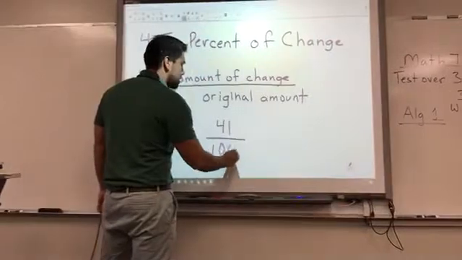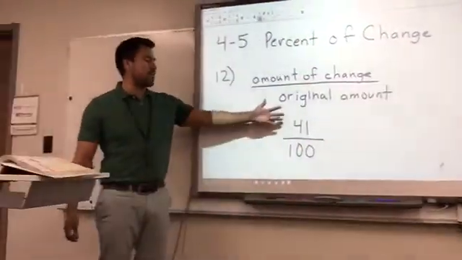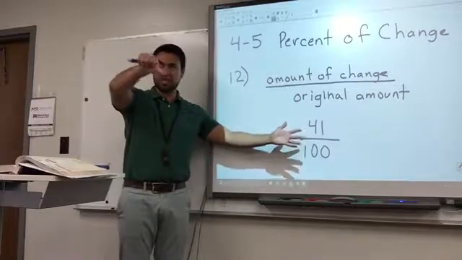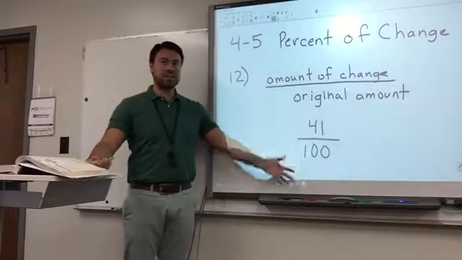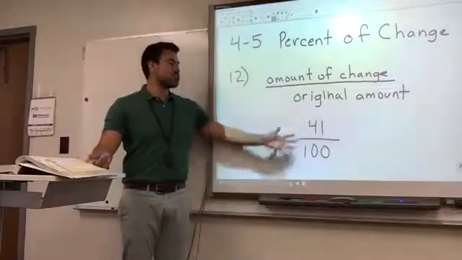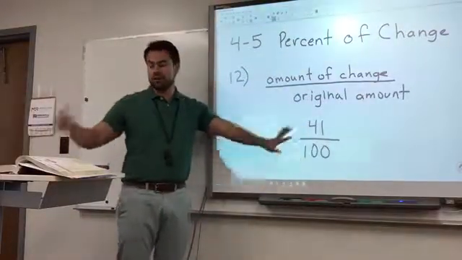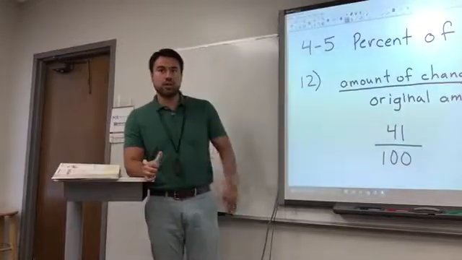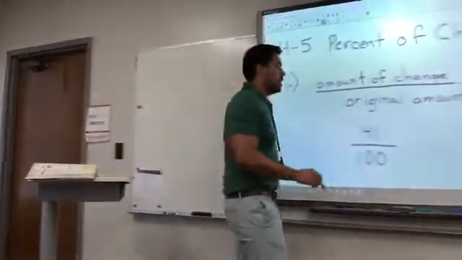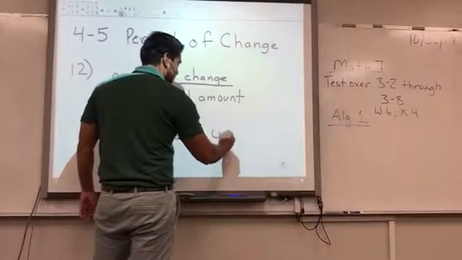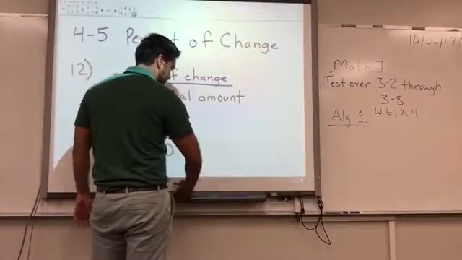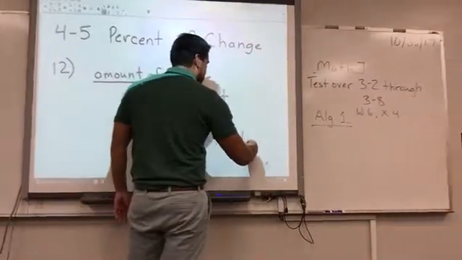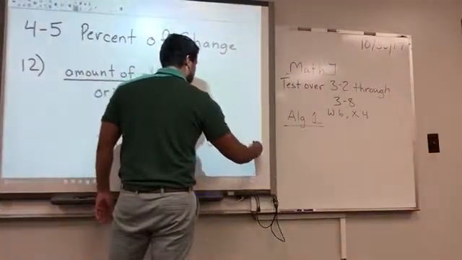And how much was the original amount? 100. So your job, once you get that fraction, is to either change it to a decimal and then a percent, or in this case, this is nice, you just change this to a percent. Any method you want, get that into a percent. So what would you get? 41% decrease. And yes, you have to state whether it's an increase or decrease. In this case, it's a decrease.